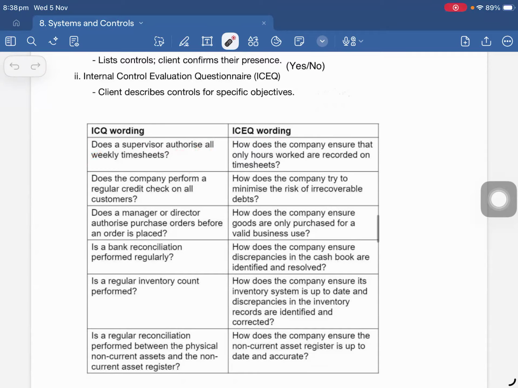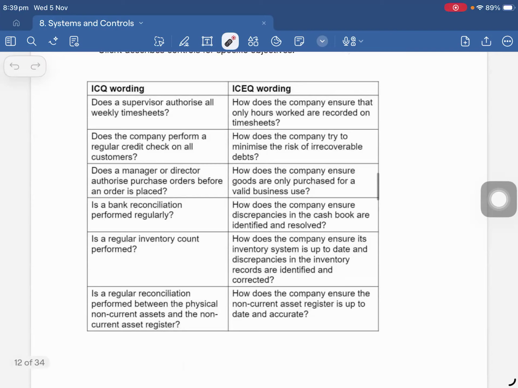Clear? Now, if we have to get a description of how this particular control is done, you're going to ask, how does the company ensure that only hours worked are recorded on the timesheets? So this is actually the objective that we are questioning. Understood? Does the company perform a regular credit check on all customers? So for that, I see this is a yes or no question. Either it is there or it is not there, right? Now, what is the ICEQ wording? How are you minimizing your risk of irrecoverable debts? Clear? So this is the answer to it. If you remove this part, this is particularly the answer to it.